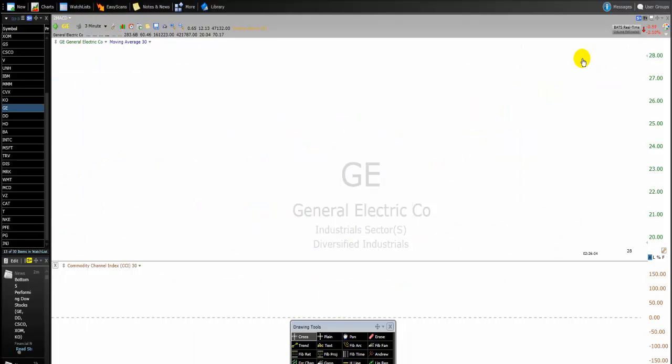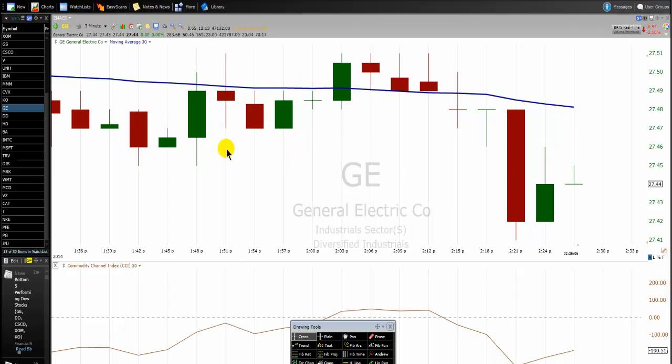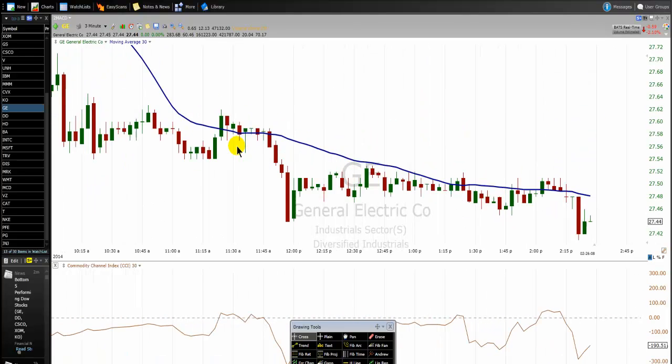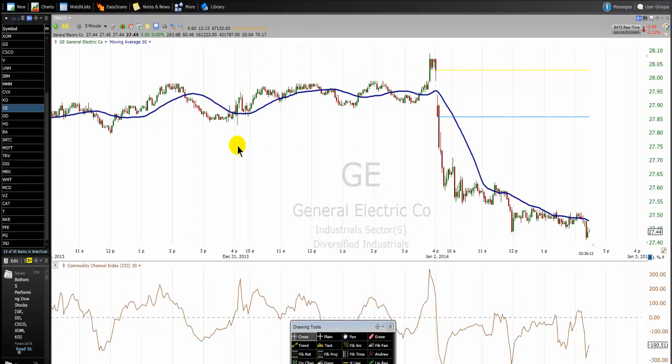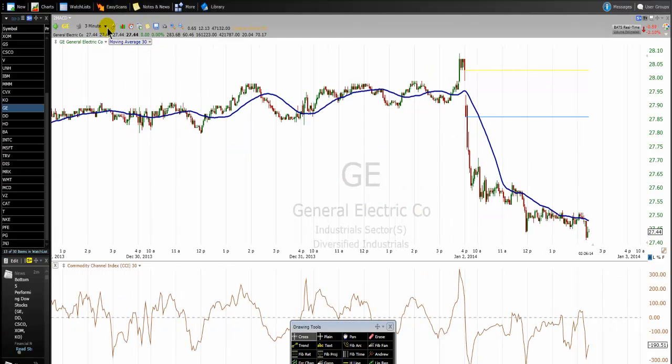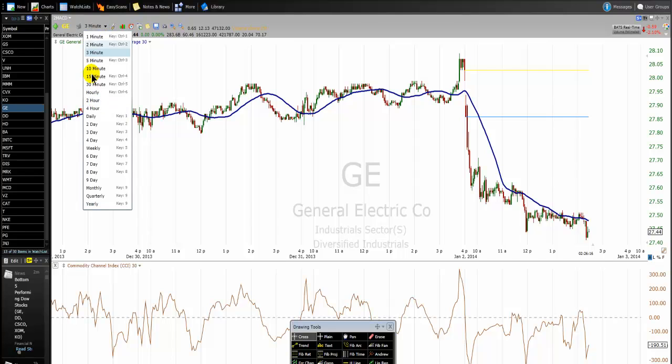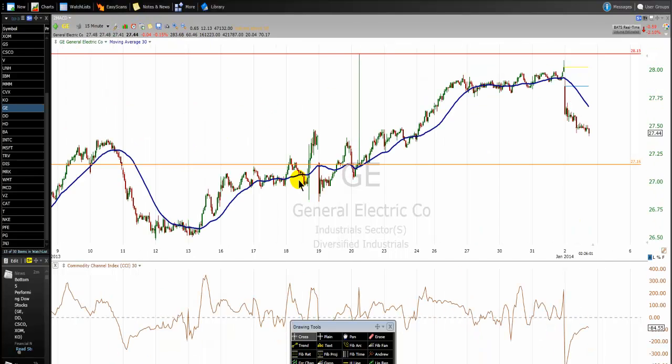So you can see that the price started going down fast. I want to see the red horizontal line on this 3-minute chart. I can't see it. Okay, I'll go to the 15-minute chart. Hopefully I'll see it. Here it is. Today is the 2nd of January 2014. And today, what has happened?